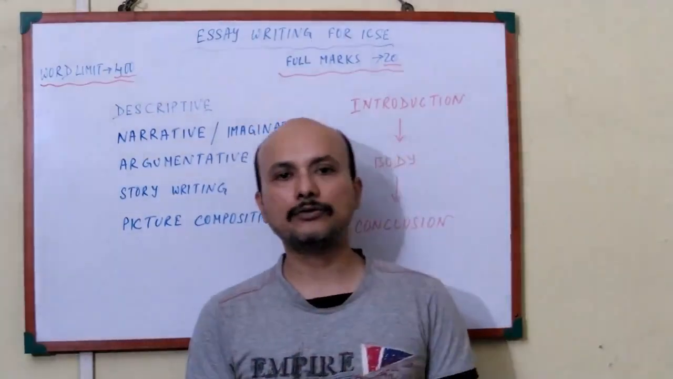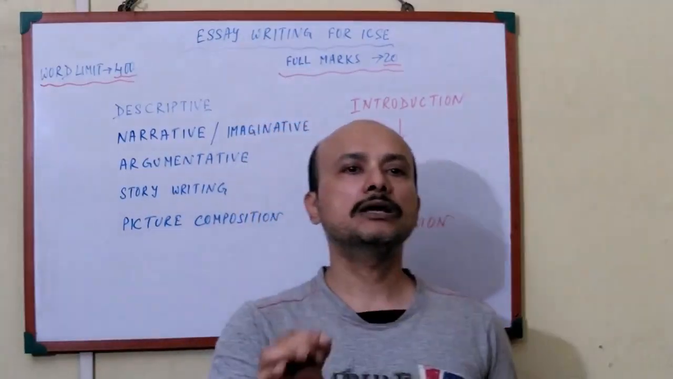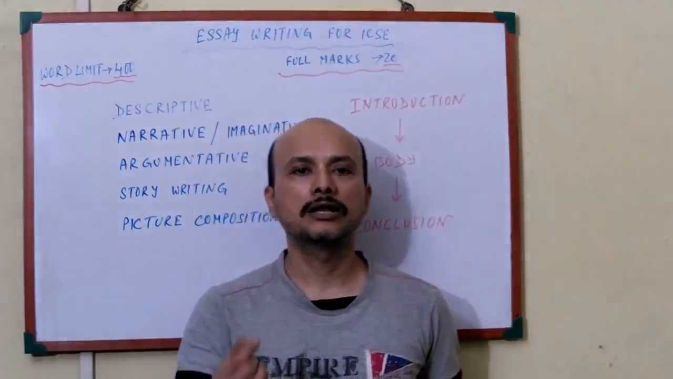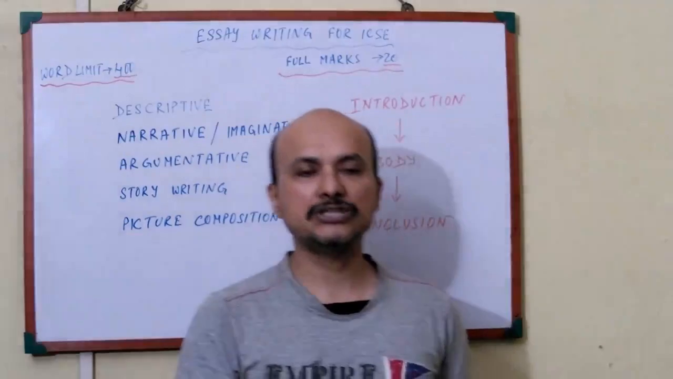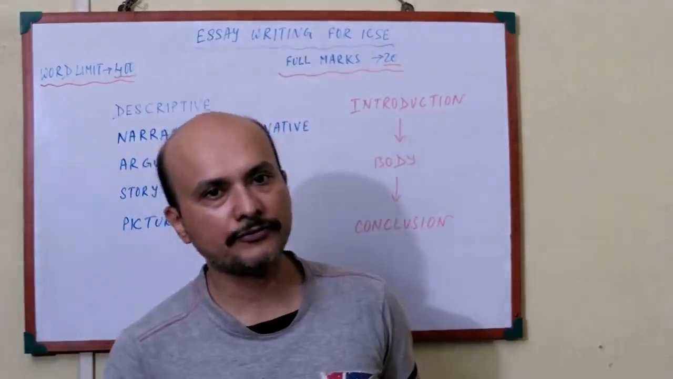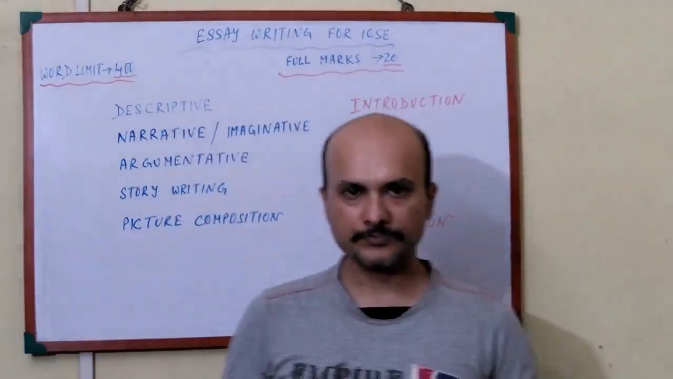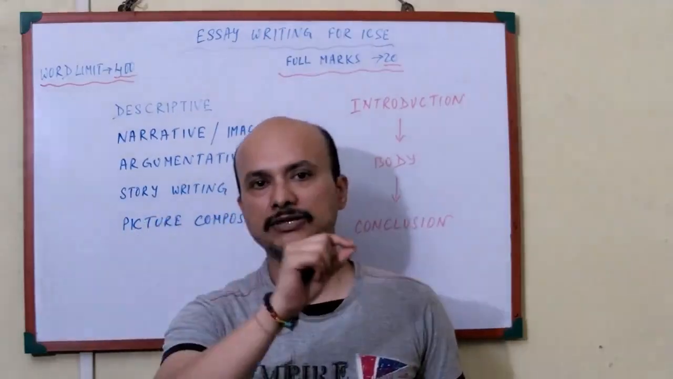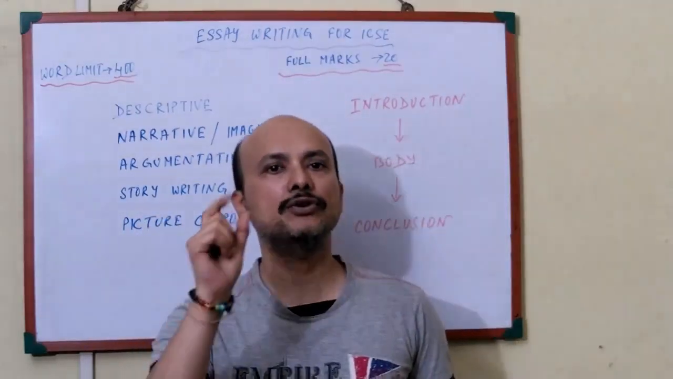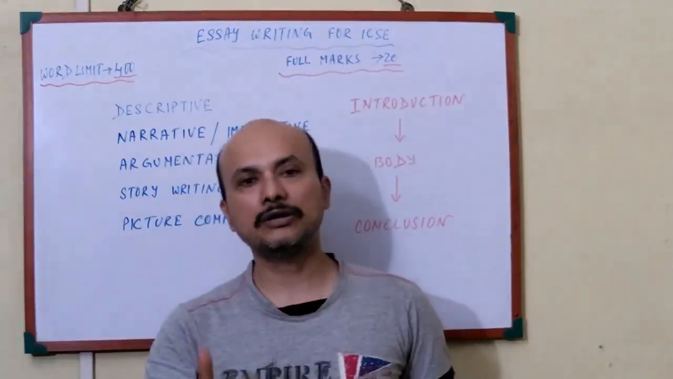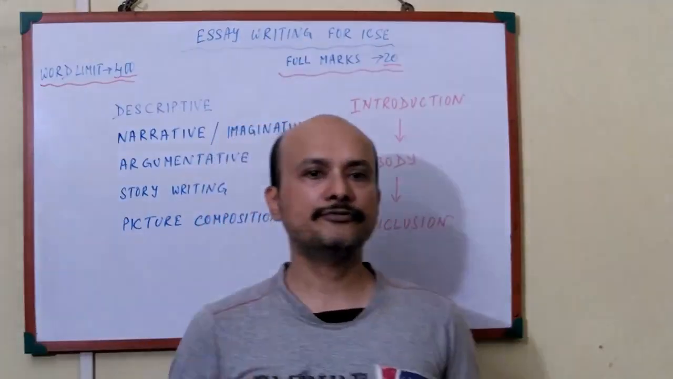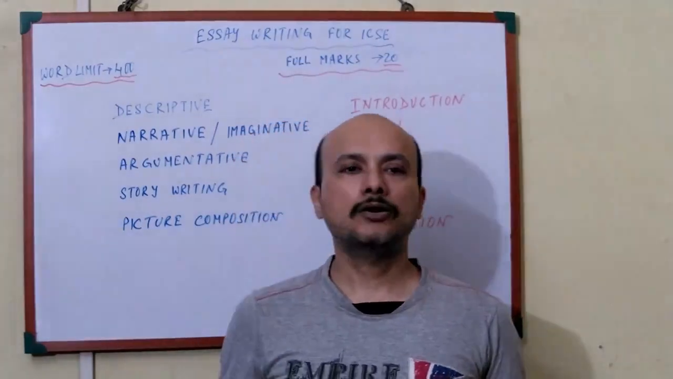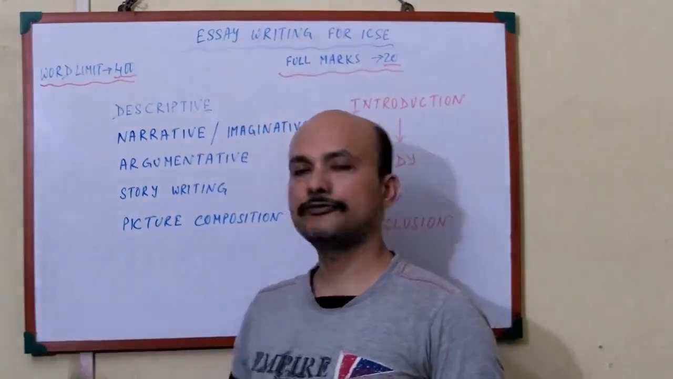Now another way of calculating it is how many lines you are writing and how many words on an average you are writing on each line. Suppose you write on an average 8 words per line on each page. So that means you can write a maximum of 50 lines. On an average you will come to 400.